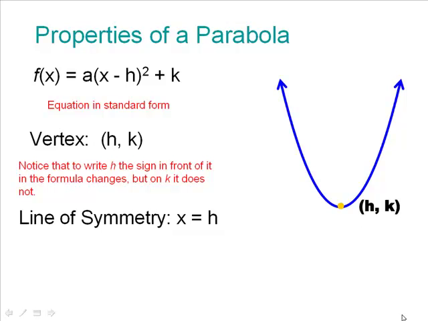A parabola is symmetric about a line of symmetry. That line of symmetry will occur at x equal to h. So in essence, it is a vertical line that passes through the vertex. So the line of symmetry is going to be a vertical line that passes through the vertex.